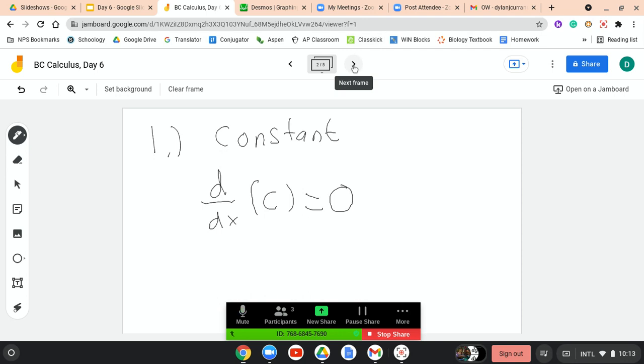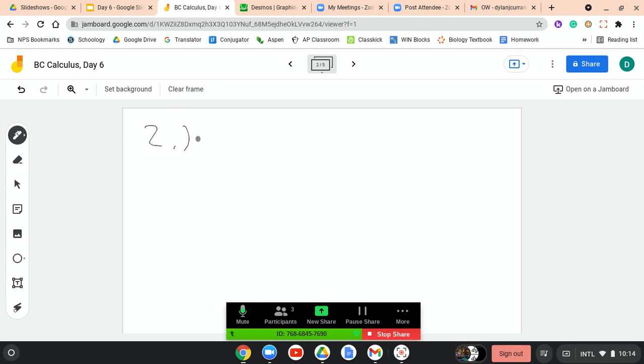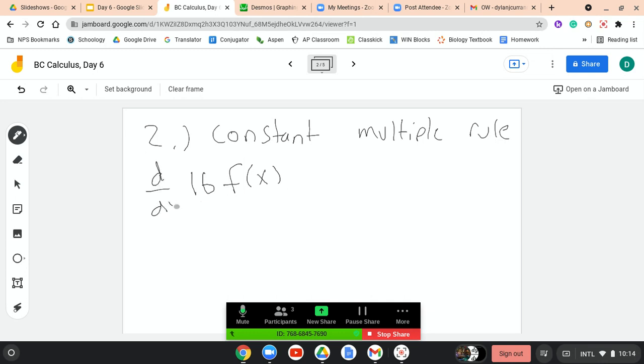Cool. All right. The next one is called the constant multiple rule. And I'll explain it using some of the limit properties we previewed last week. That's saying that if you take a function and multiply it by some number, let's say 16, and I ask you to find the derivative of this new function, which is 16 times this function, what this is equal to is 16 times the derivative of the function.